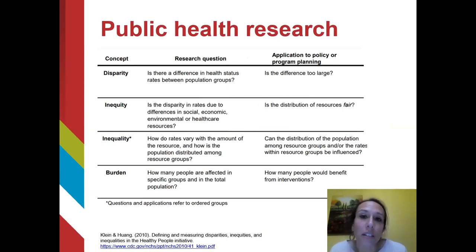Public health research addresses a number of concepts which are relevant to our discussion on health disparities. So of course, the research addresses the disparities. So looking at the difference between outcomes in different groups, or rates between different groups. We look at inequities, and so looking at trying to figure out if the rates are due to some of the differences related to, let's say, socioeconomic status or to healthcare resources. We look at inequalities as well, and so looking at how things are distributed among groups. And finally, we look at the burden and try to figure out how many people are actually affected and impacted by the health issues that we're addressing.